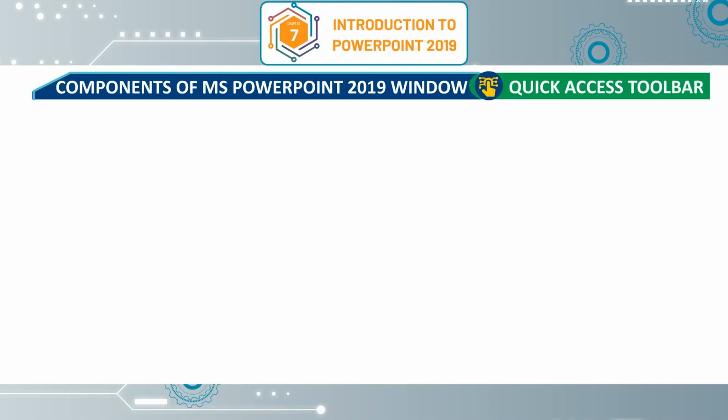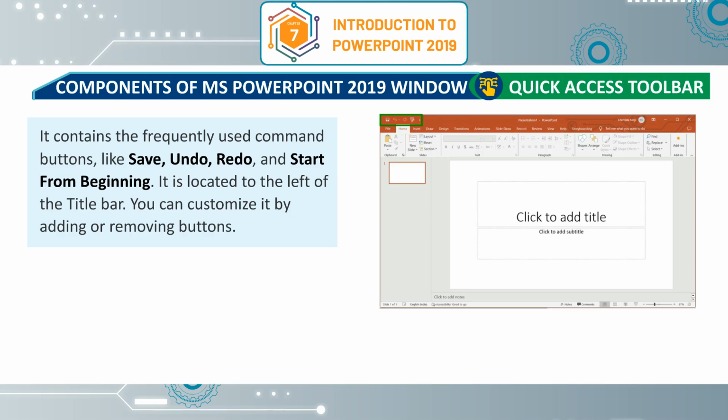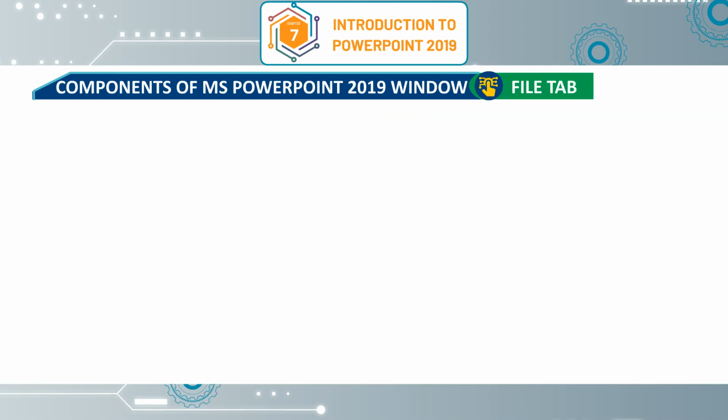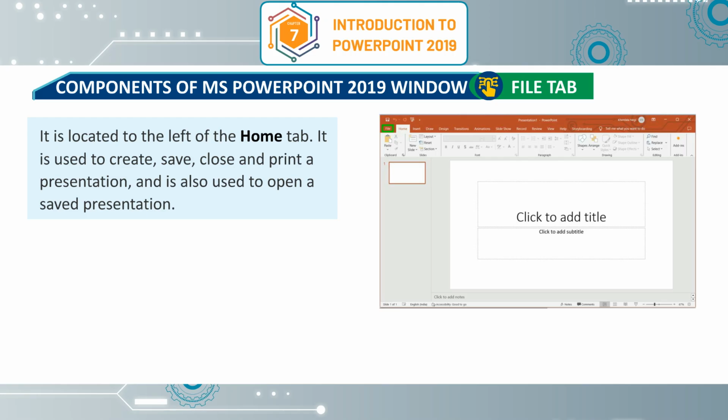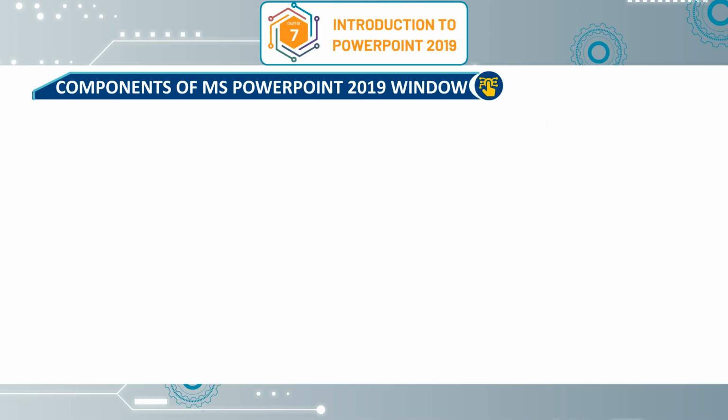Quick access toolbar. It contains the frequently used command buttons like save, undo, redo, and start from beginning. It is located to the left of the title bar. You can customize it by adding or removing buttons. File tab. It is located to the left of the Home tab. It is used to create, save, close, and print a presentation and is also used to open a saved presentation.